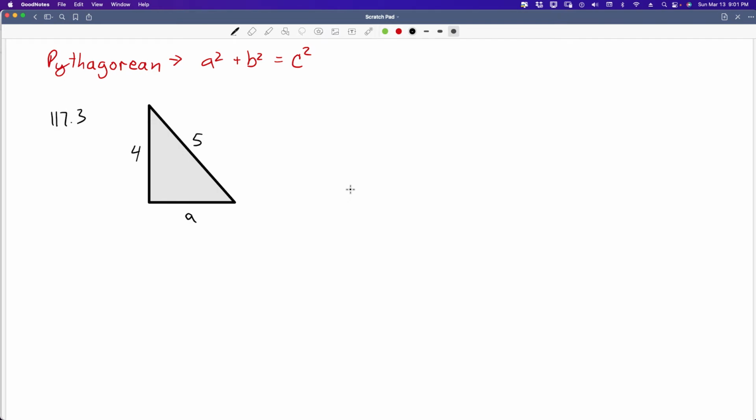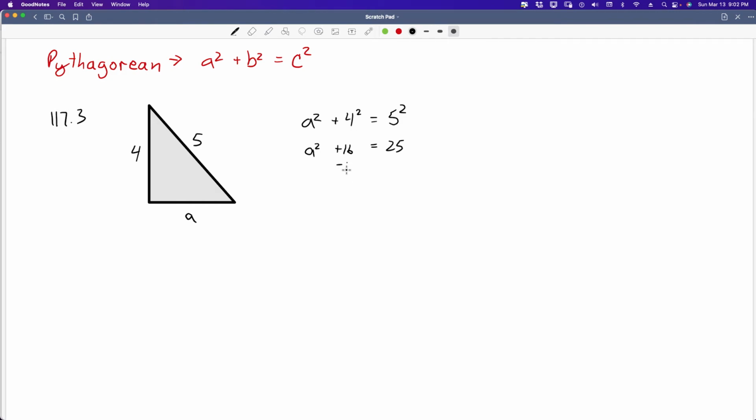How about that? So here's what we would do. We would drop these in where they go. So we have a squared. We don't know what a is. We know b is 4. So plus 4 squared is equal to 5 squared. Does that look familiar? So we have a squared, which we still don't know what that is, plus 16 is equal to 25. So we treat this just like any other formula.